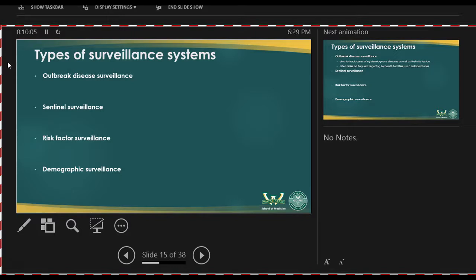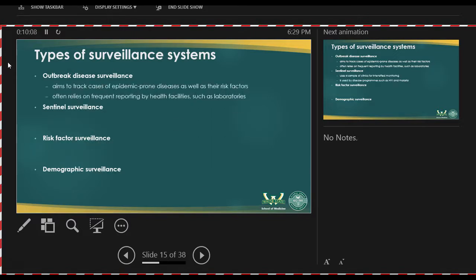So you have outbreak disease surveillance. As the name shows, it aims to track cases of epidemic-prone diseases, and usually relies on data available in hospitals or labs. Then you have sentinel surveillance. Sentinel is basically a sample of clinics. You take a sample of clinics and analyze them, and then you could do a cluster or a random sampling of the hospitals. Examples were HIV and malaria studies, which were done in low and middle income countries, especially in Africa.